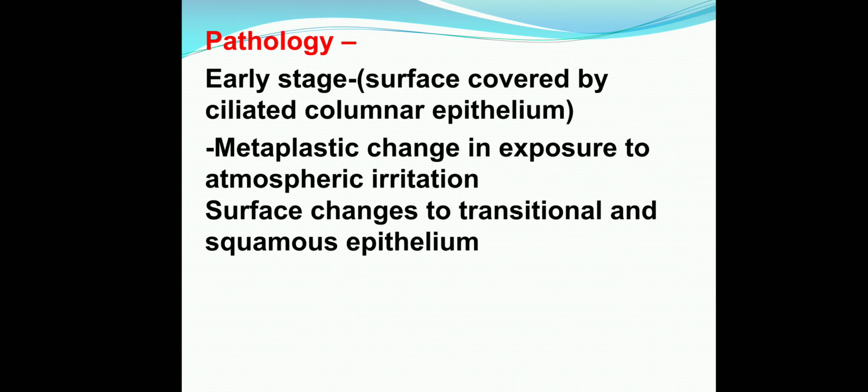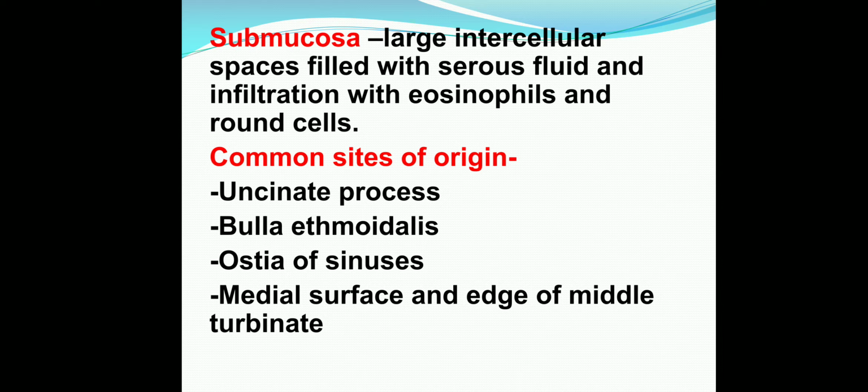Regarding pathology, in the early stage, the surface of the nasal polyp is covered by ciliated columnar epithelium. On exposure to atmospheric irritants, it undergoes metaplastic change to transitional and squamous epithelium. Large intercellular spaces in the submucosa are filled with serous fluid with infiltration with eosinophils and round cells. The common sites of origin of polyps are the uncinate process, bulla ethmoidalis, ostia of sinuses, and medial surface and edge of the middle turbinate.